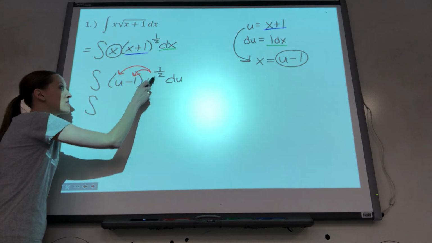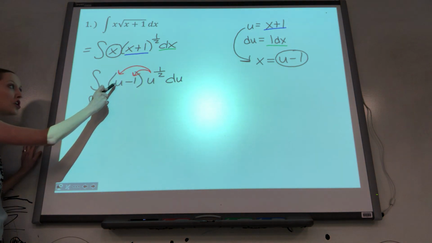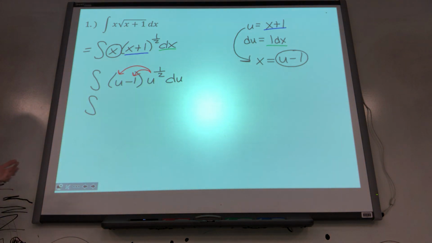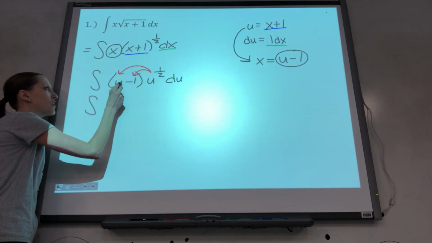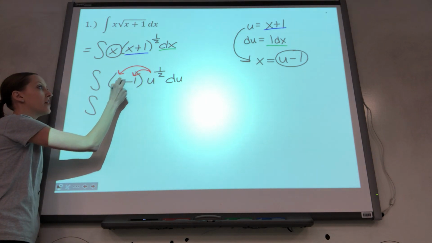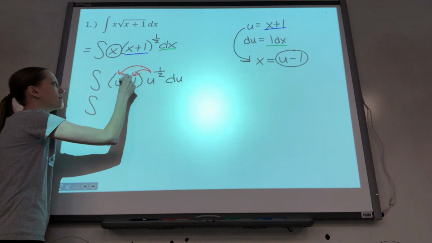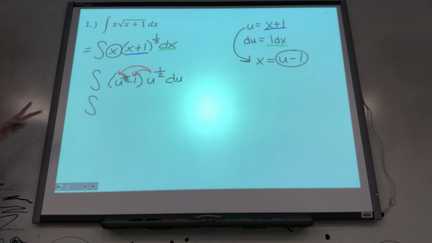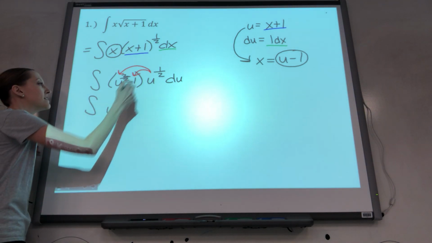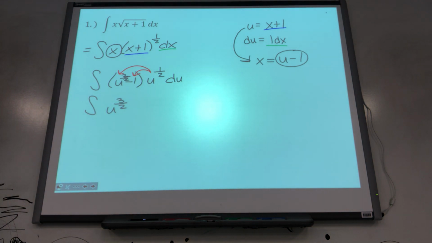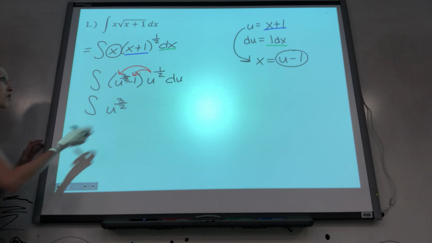So when I take u to the 1/2 times u, I'm multiplying with the same base, so I have to add my exponents. You may want to think of this as u to the first power, or better yet, since this has a denominator of 2, you might want to think of it as u to the 2/2 power. So after I add those exponents, it becomes u to the 3/2. I'm not integrating right now. This is just getting the integrand to the point where it can be integrated.